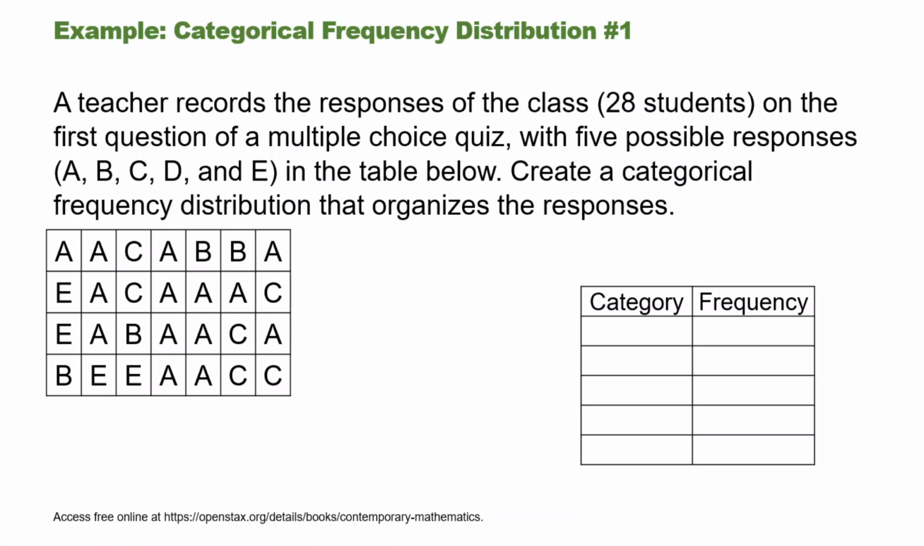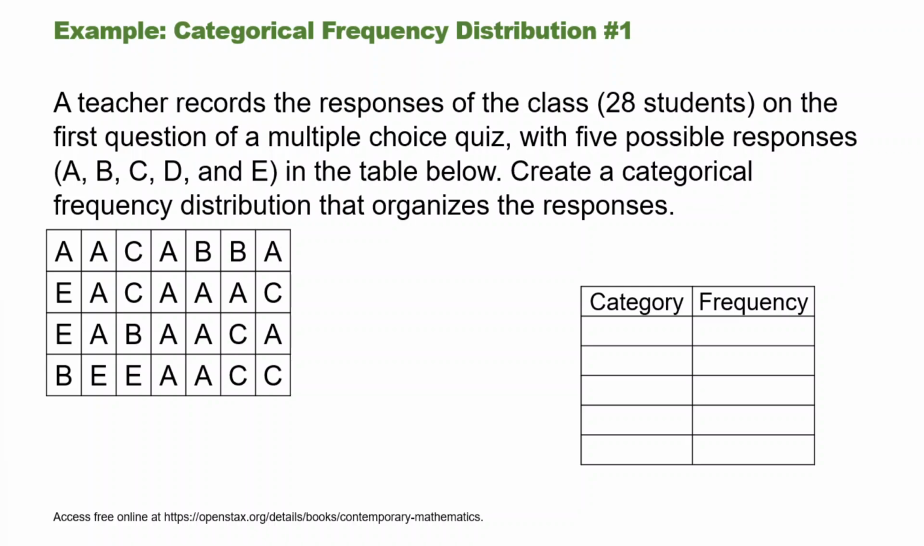Example, categorical frequency distribution number 1. A teacher records the responses of the class, 28 students, on the first question of a multiple choice quiz with 5 possible responses, A, B, C, D, and E, in the table below. Create a categorical frequency distribution that organizes the responses.